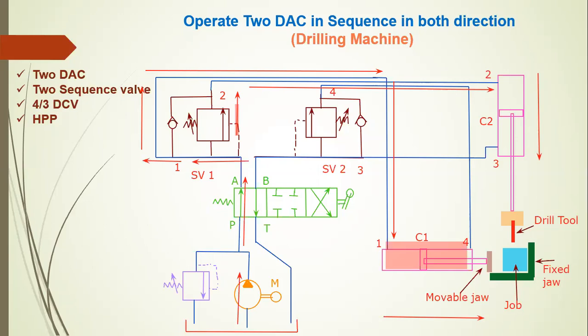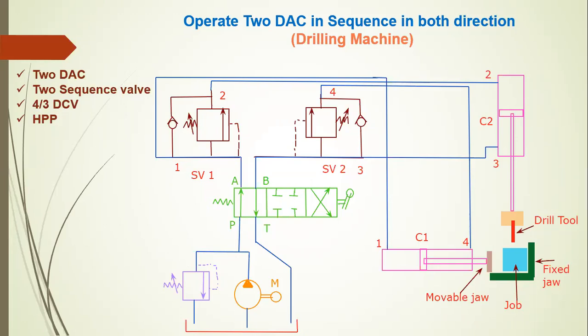This is the working in sequence. First, we have to move the job inside the workplace, and then after give the drilling tool or drilling operation on the job. This is the first operation for the first sequence valve.